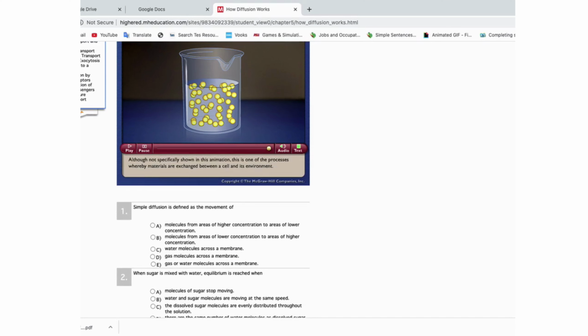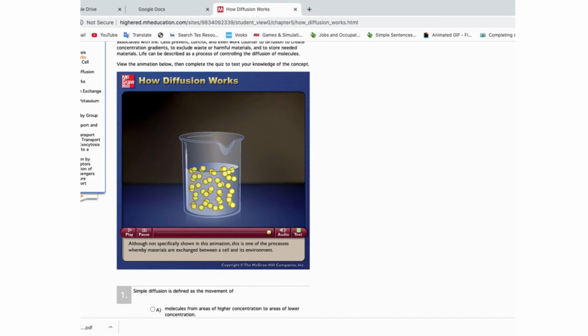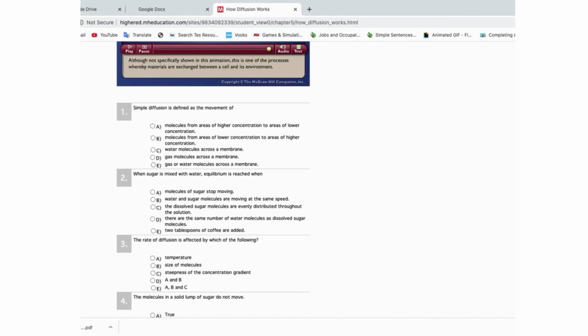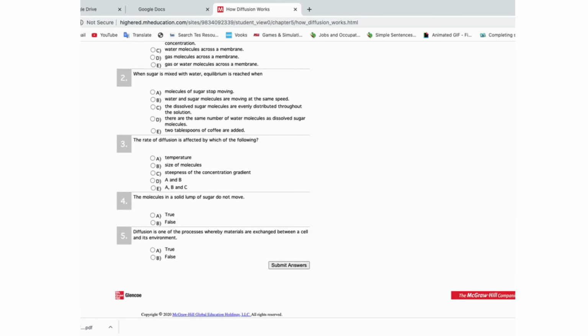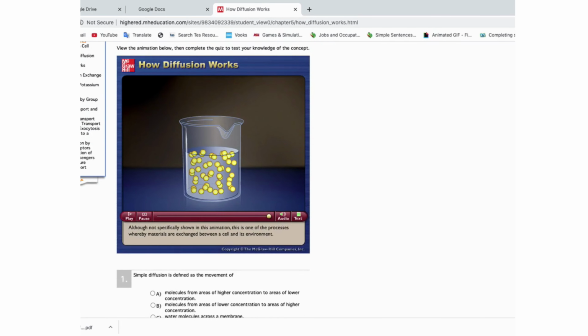So, alright guys, this is the animation of how diffusion works, and there are questions here about simple diffusion as it's defined, and there are certain questions that you can easily answer. So now I'm going to put it here.